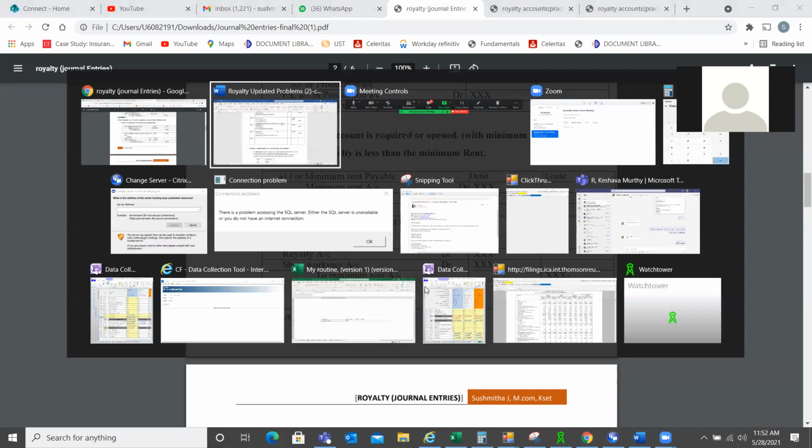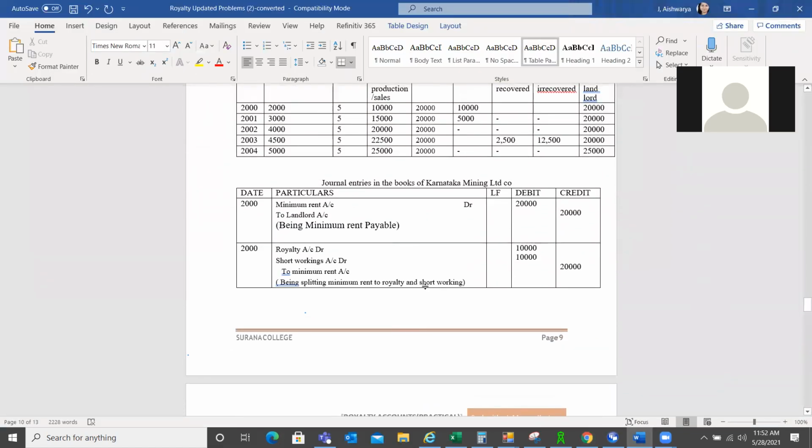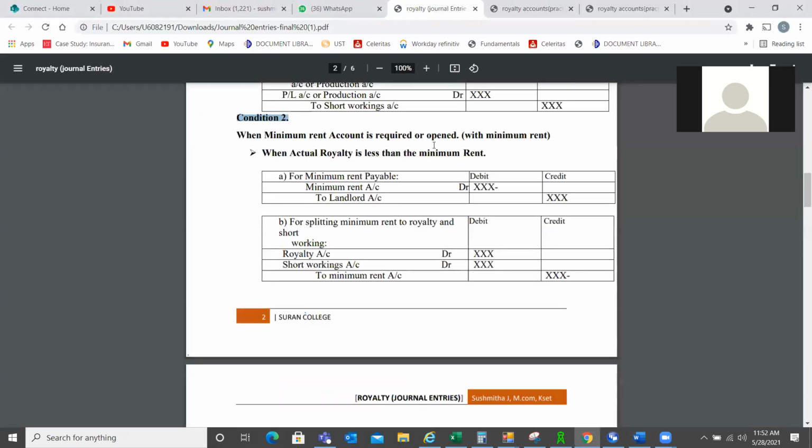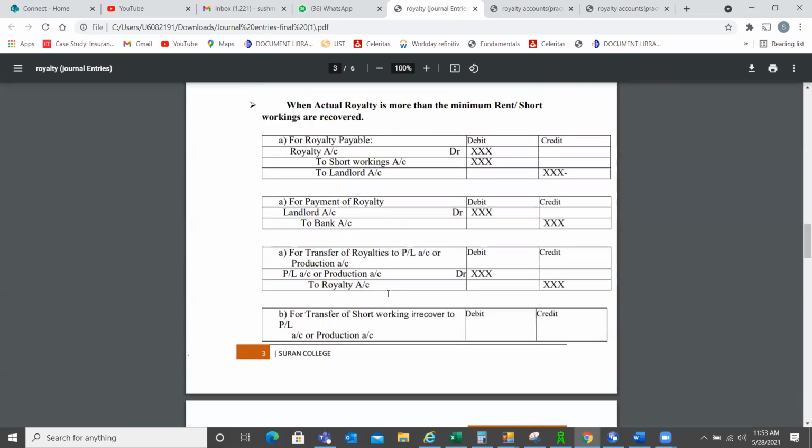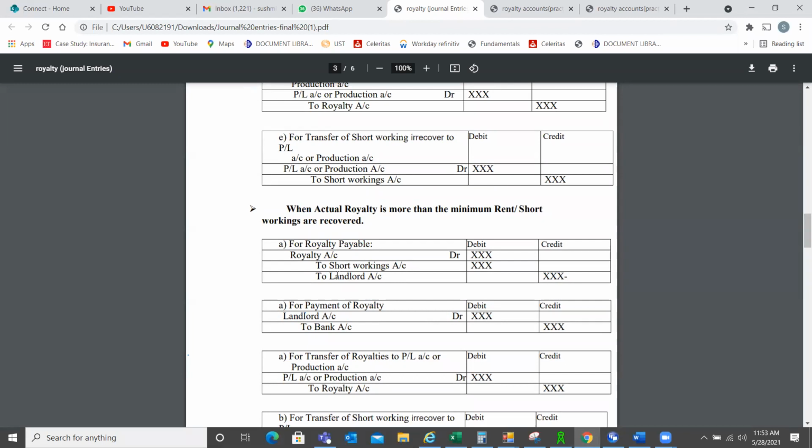Anyhow, whether it is less than or more than, please understand, we have to transfer the minimum rent, right? You just write it as minimum rent account debit to landlord account. And when you are splitting the minimum rent to royalty, do not consider short workings. You just directly take royalty account debit to minimum rent. So in that way you can take it. Okay, so this is how you have to write.